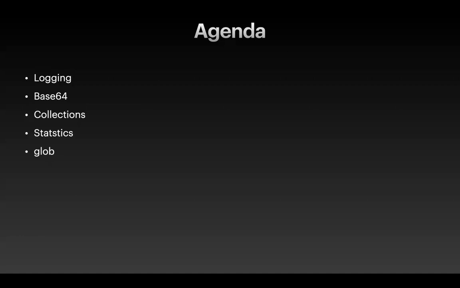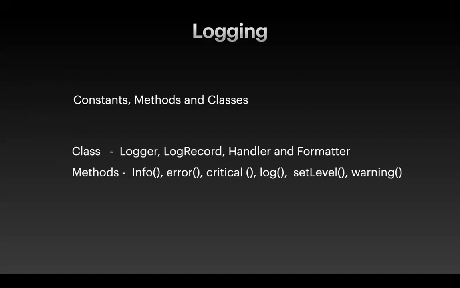And the last one is glob, which is very important for the Unix file system. People who are working on Unix may use it for this. Let's go into detail one by one. We'll understand what these modules are going to help with with respect to real-time projects. The first one is logging.